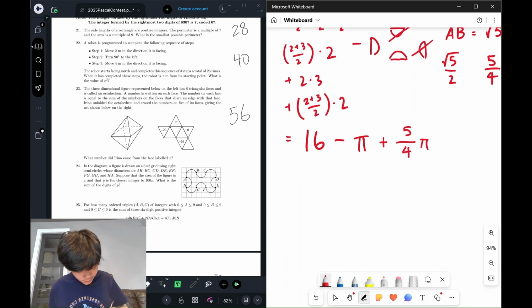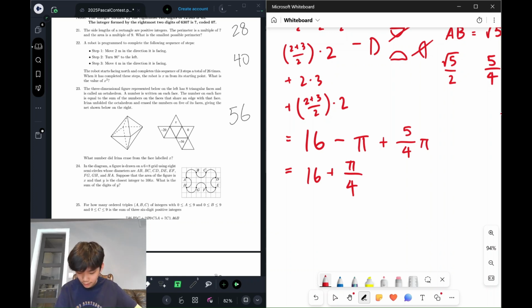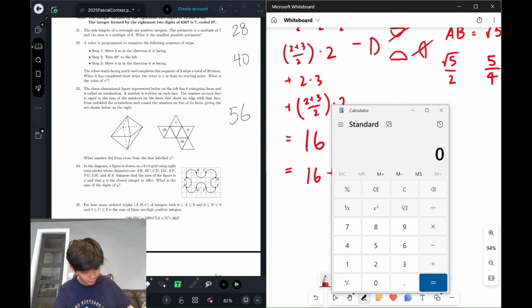Therefore, when we combine these, this gives an answer of 16 plus pi over 4. However, we still need to find the number closest to 100 times this. Let's pull out our calculator. This calculator does not have pi, but that's okay. 16 plus 3.14159 divided by, oh no, this calculator does things differently. Okay, let's do it the other way then.